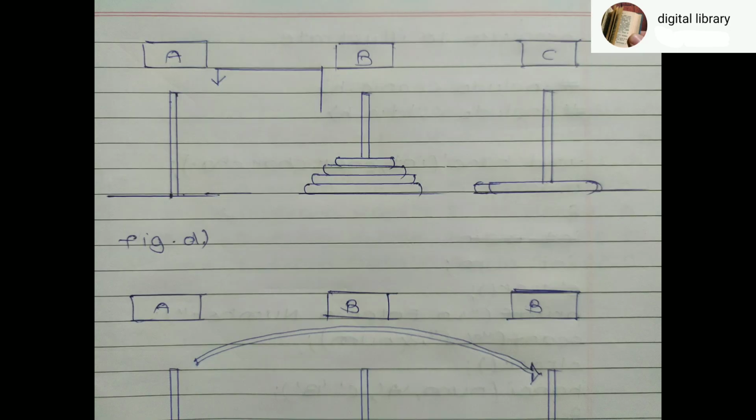This is figure D. In this figure, needle A is empty and needle C has only one disc, which is larger, and we can see that the majority of discs are in B, which are arranged in descending order. So the small disc is at the top on needle B, then there is a larger disc, then there is another larger disc. The arrow is pointing towards A, so we will have to move a disc towards A now.